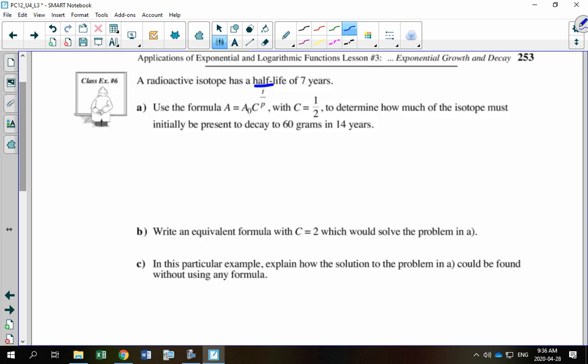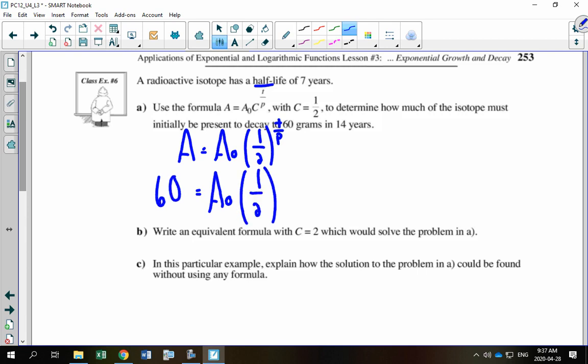Okay, so using that formula, we have A equals A0 times 1/2 to the power of T over P. Notice there are no special variables for that T and that P, but it's a half-life question. We want to know the amount initially present, so we don't know our A0, but we want it to decay to become 60. So that's our A. They said this takes 14 years, so that's time, and P, our half-life, is 7. Just putting it in a different context here.